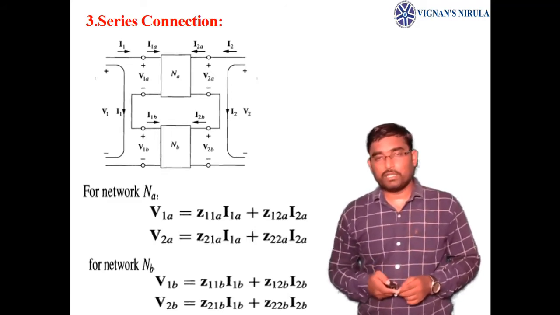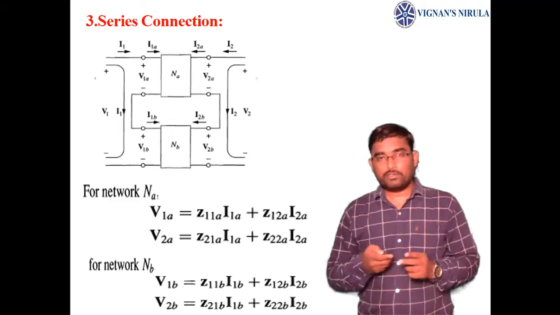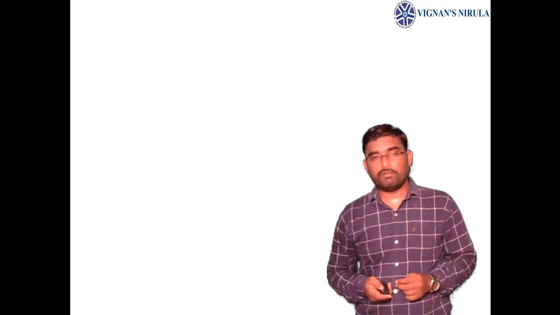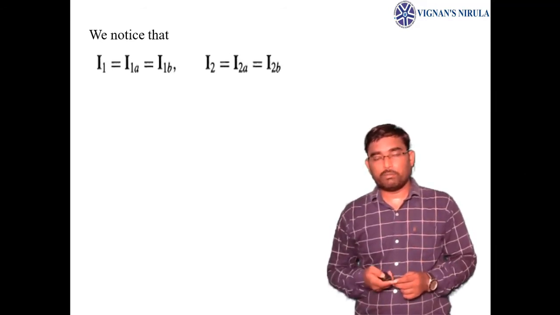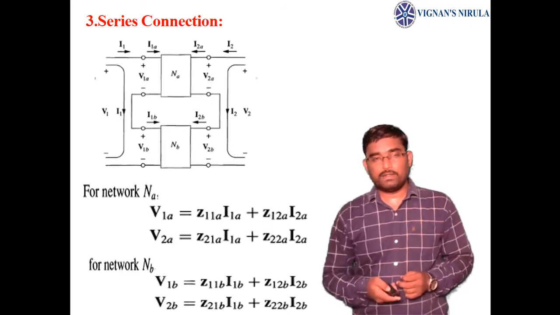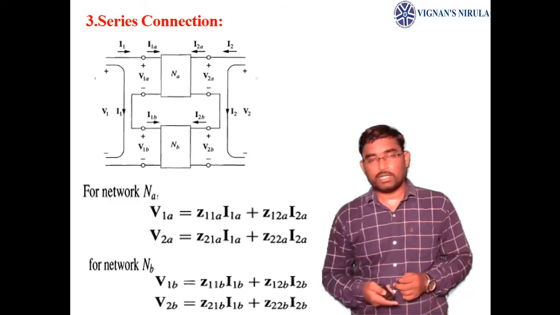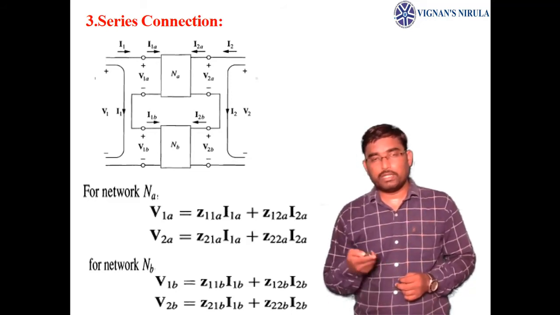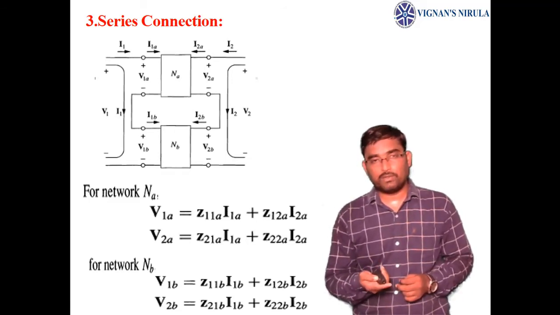So these are the set of equations, and in the next step we need to write the relations from the figure. If you see the figure, from the figure we can write I1 equals I1A equals I1B and I2 equals I2A equals I2B. See the figure. I1 is nothing but I1A is nothing but I1B. The same current is flowing through the entire series branch at the input port, and at the output port you can see the relation between I2, I2A and I2B. I2 equals I2A equals I2B.